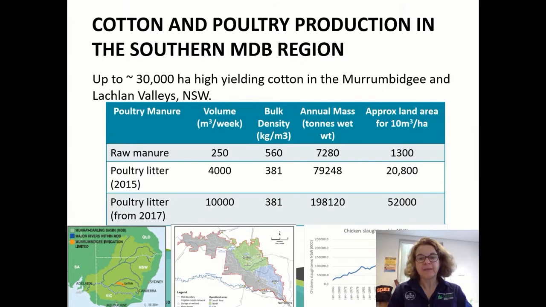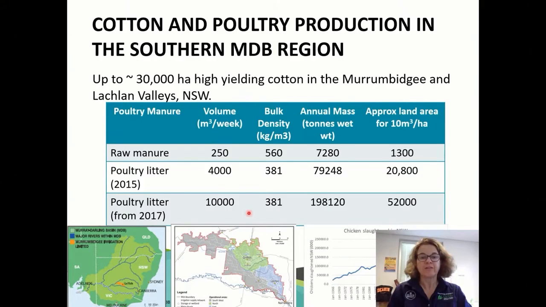Simultaneously, there's been a rapid increase in poultry production to meet domestic consumption. This graph shows the increases. In 1966, there were 20 million chickens slaughtered in New South Wales, and currently more than 200 million chickens are being slaughtered.